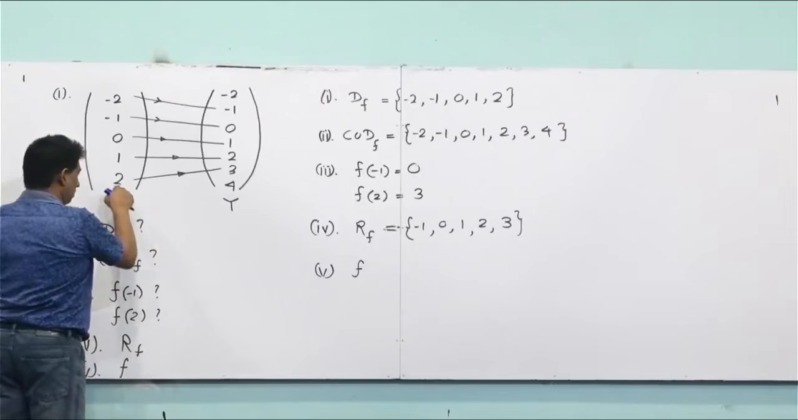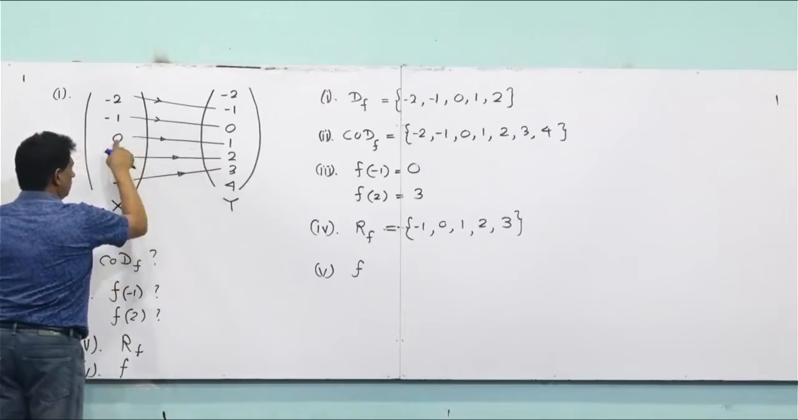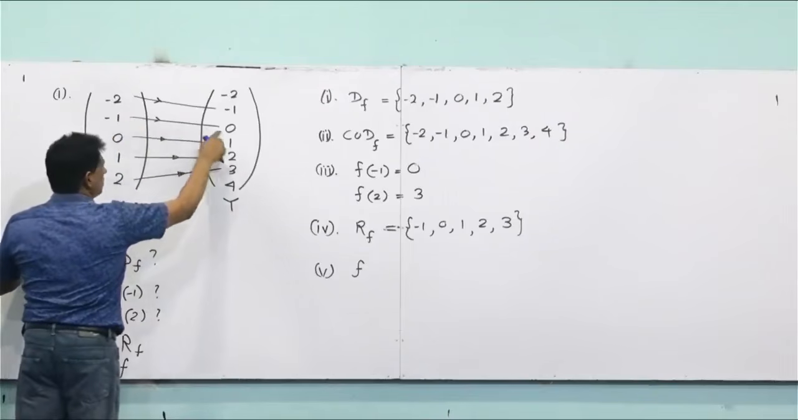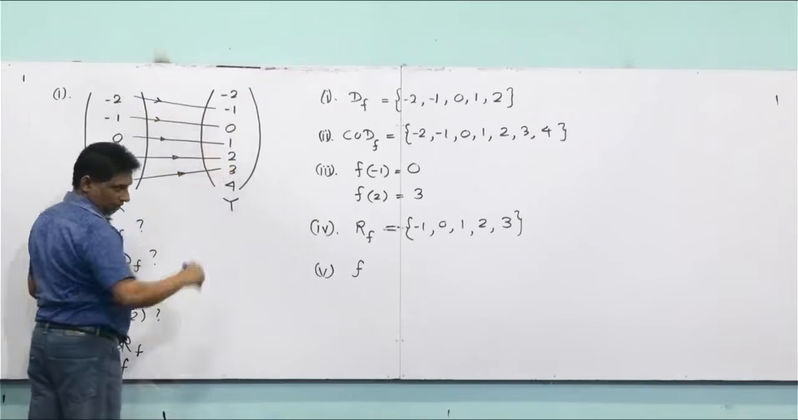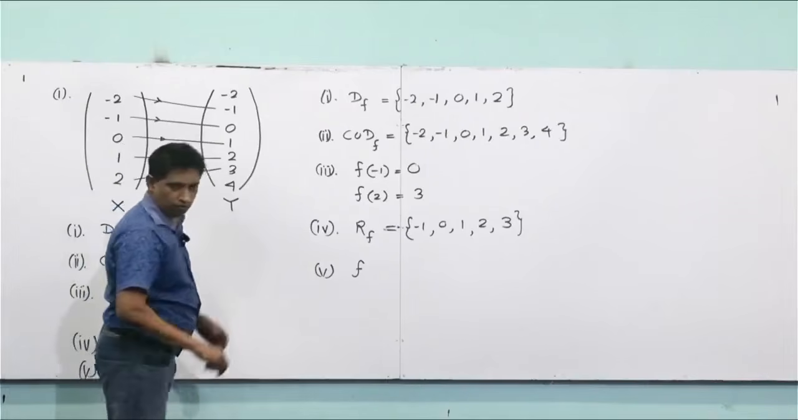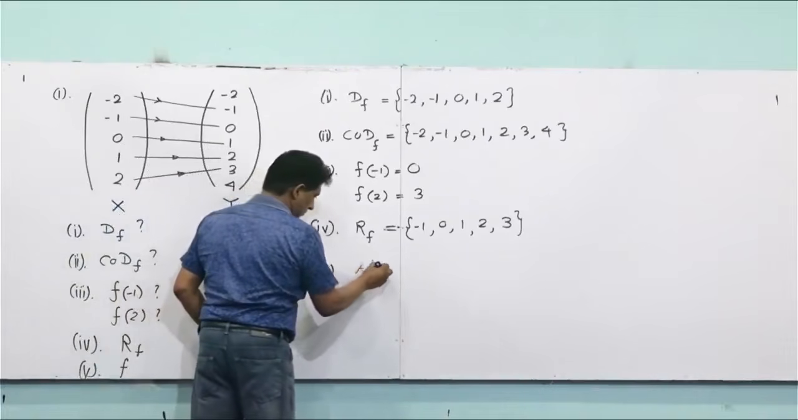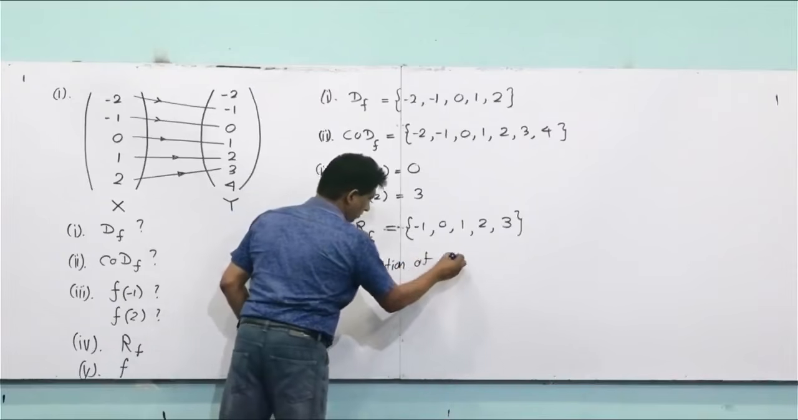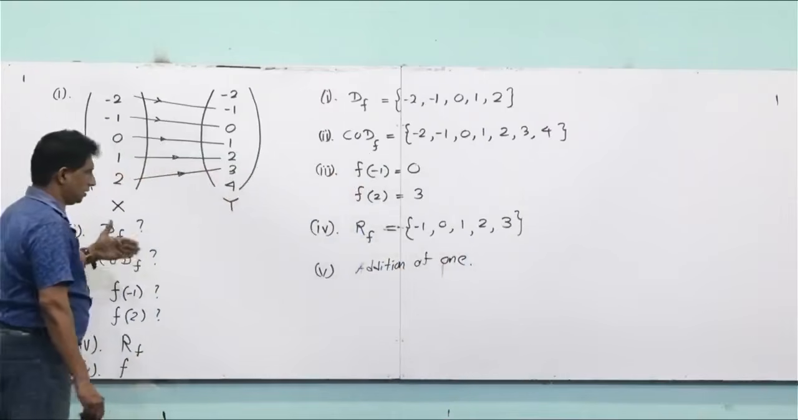If we add 1 to 2, we get 3. If we add 1 to this element, 2. If we add 1 to this element, 1. If we add 1 to minus 1, 0. If we add 1 to minus 2, minus 1, it is okay. So we have to add 1. Addition of 1. Okay. This is the first example.